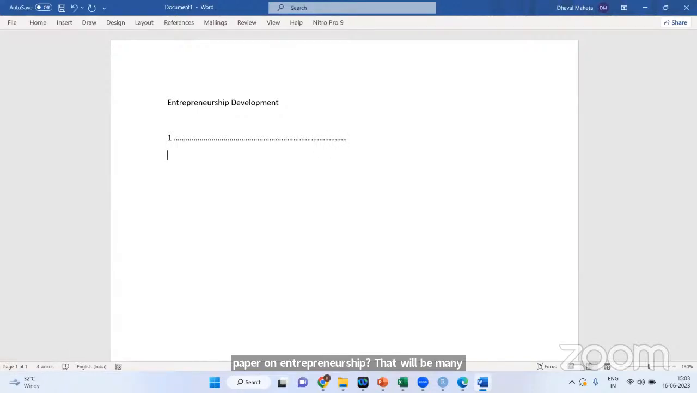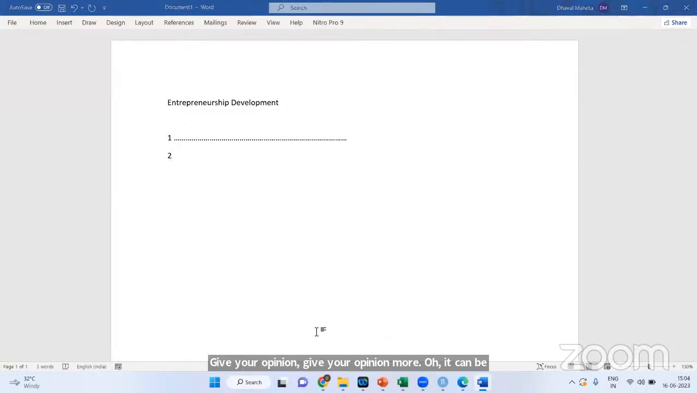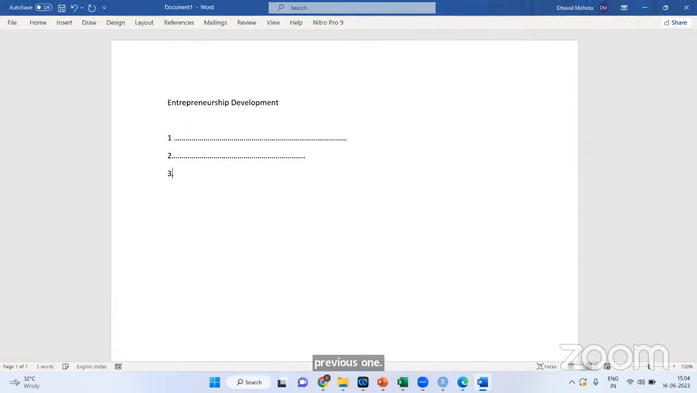Now my next question is, how many authors will be there who have written 2 papers on entrepreneurship development? Will it be more than one? Will these dots be more or less than the previous one? Please give your opinion. So this number will definitely be less than the previous one. How many authors will be there who have written 3 articles?